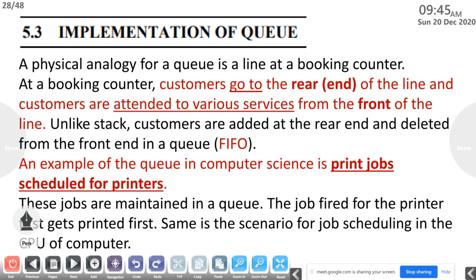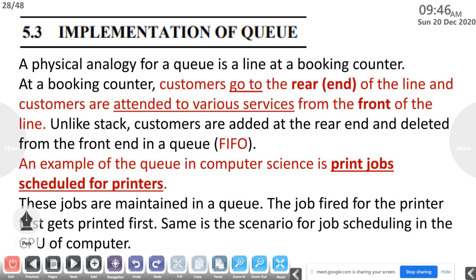An example of the queue in computer science is print job scheduling for printers. We can say the best example in computer science is this: we can send multiple prints by using different computers. We install a printer in a network, and in that network so many computers are there, for example, and we are giving the print jobs from different computers at different times, or in between times. So the first print that is coming will be scheduled as the first print that we are getting from the printer.